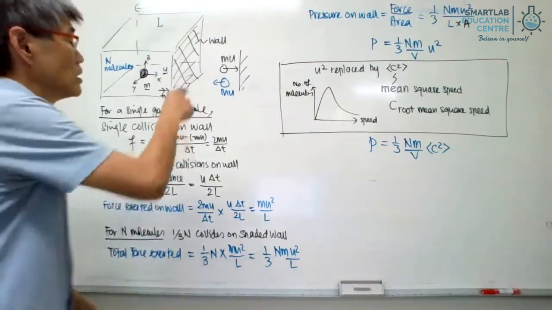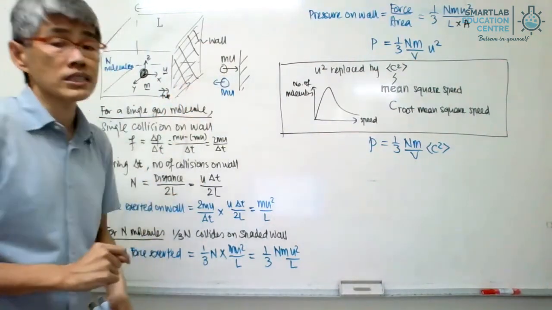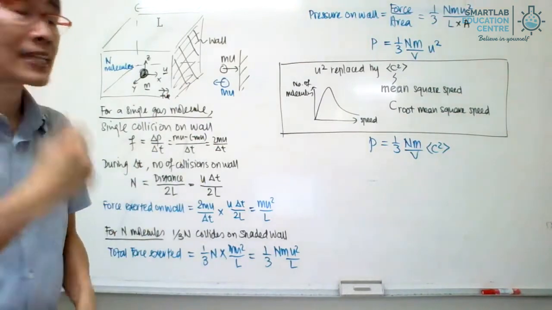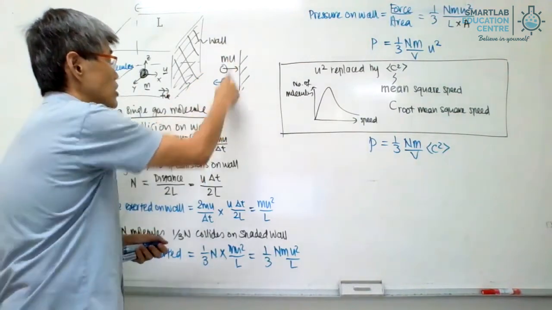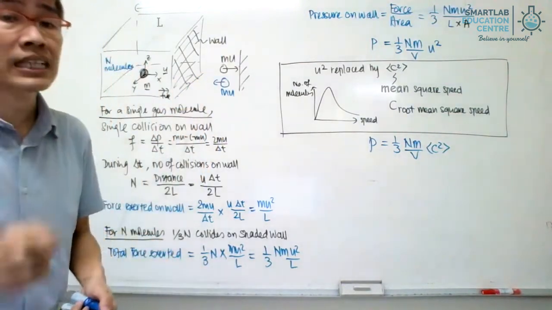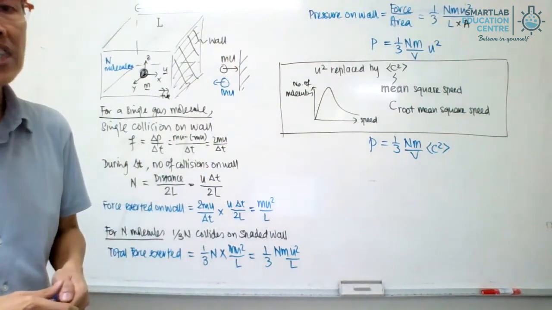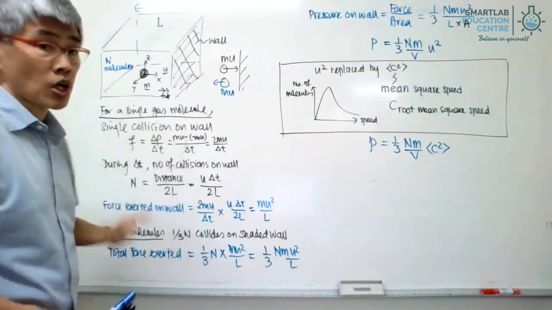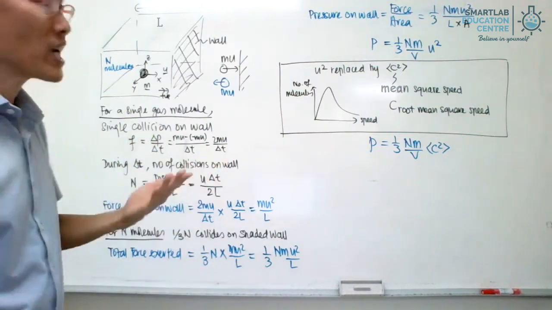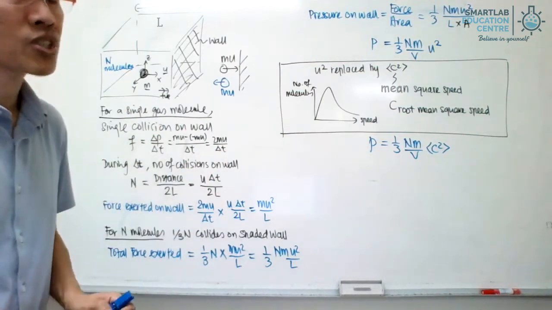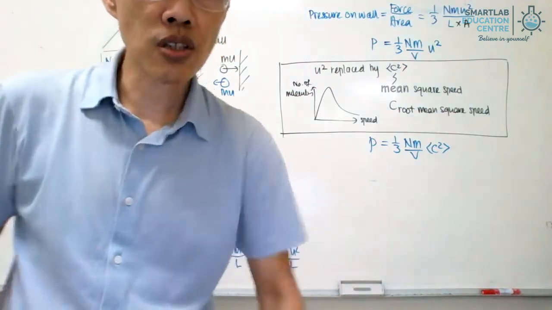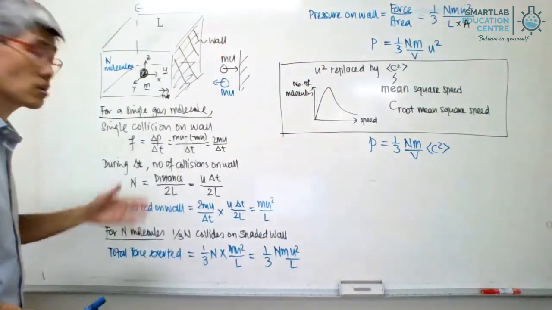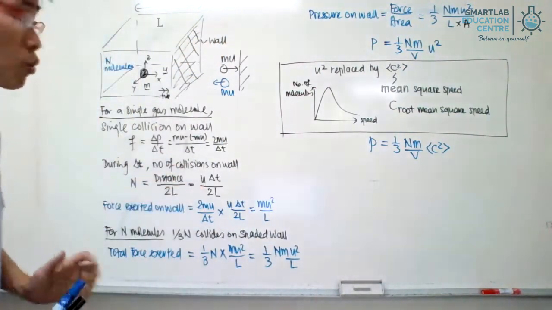The second part is that the collision on the wall is deemed to be elastic, which means that, as you evidently see, the kinetic energy of the molecule does not change. Finally, the gas molecules must obey Newton's law of motion, which is F equal to ma, because that's the equation we're going to use to derive the force exerted on the wall.